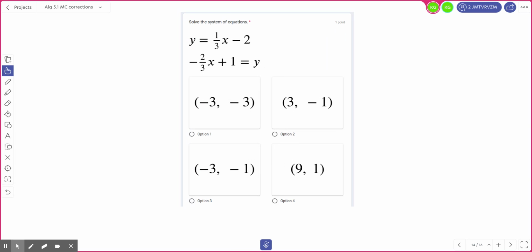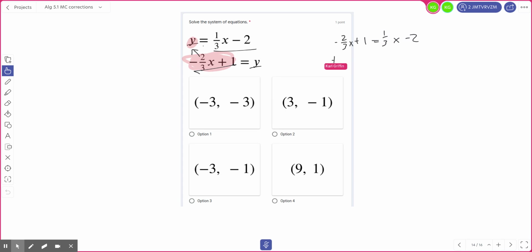All right, let's think about how we're going to solve this one. Again, I have the y's by themselves, so I'm just going to take this, because this is equal to y, so I'm going to substitute it for y. Then my equation becomes negative 2/3 x plus 1, equals, and I'm putting that in there, negative 1/3 x minus 2. And then I just solve this for x.